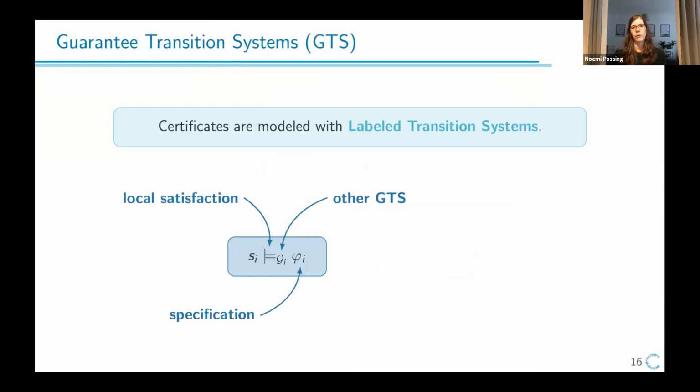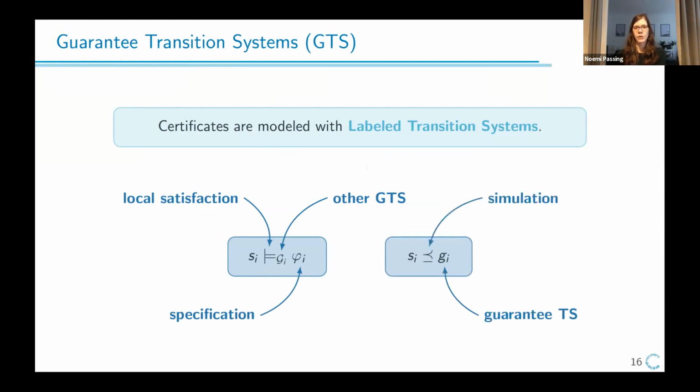Furthermore, we have to encode that our strategy sticks to its own certificate. And since both strategies and certificates are now modeled with label transition systems, we can do this with a simulation. So we require our guaranteed transition system to simulate our strategy. And therefore, every sequence that can be produced by our strategy will also be produced by our guarantee.